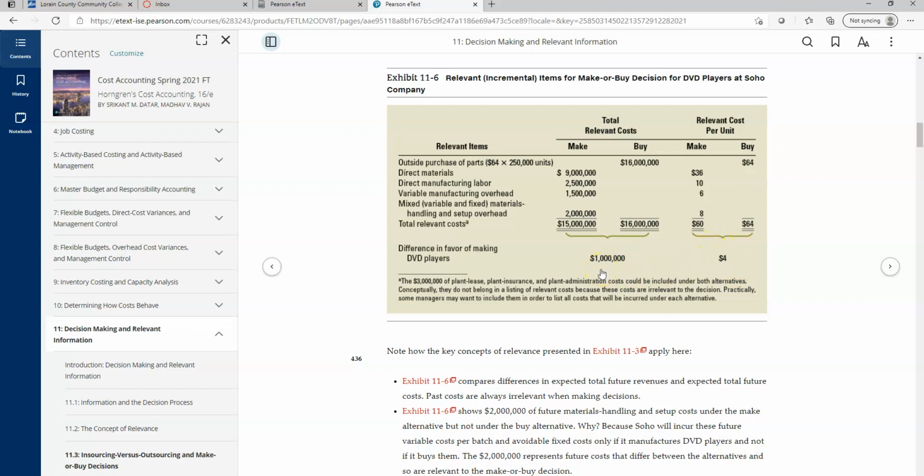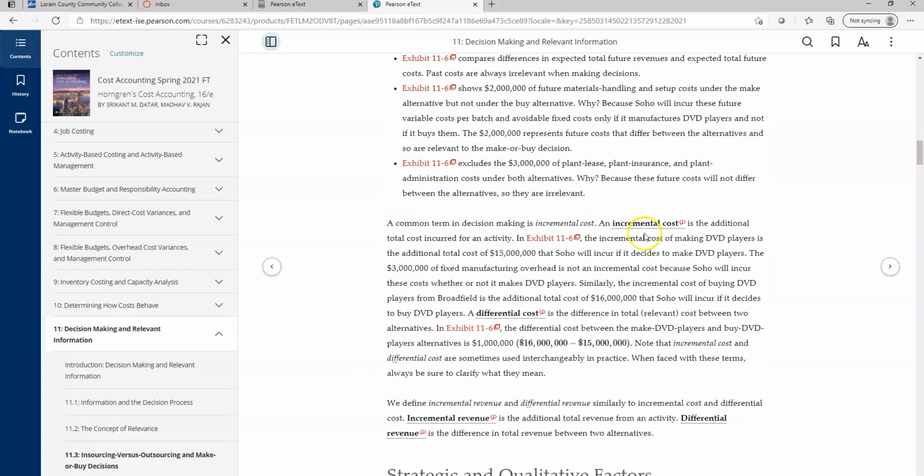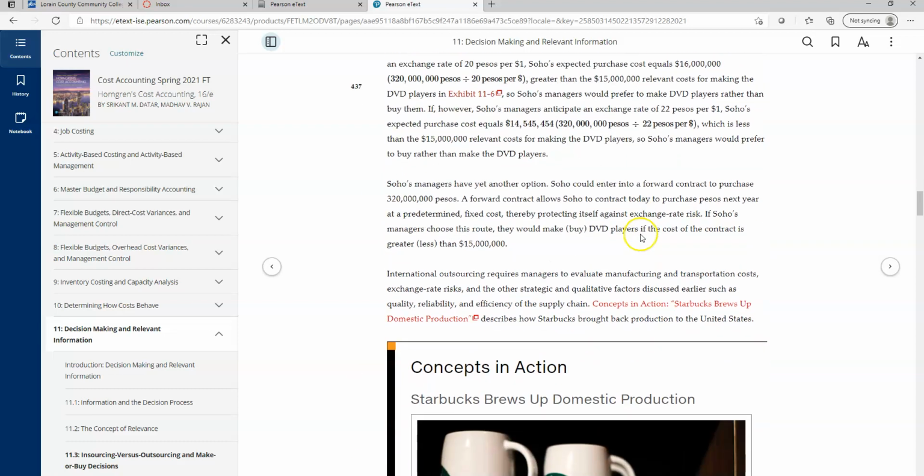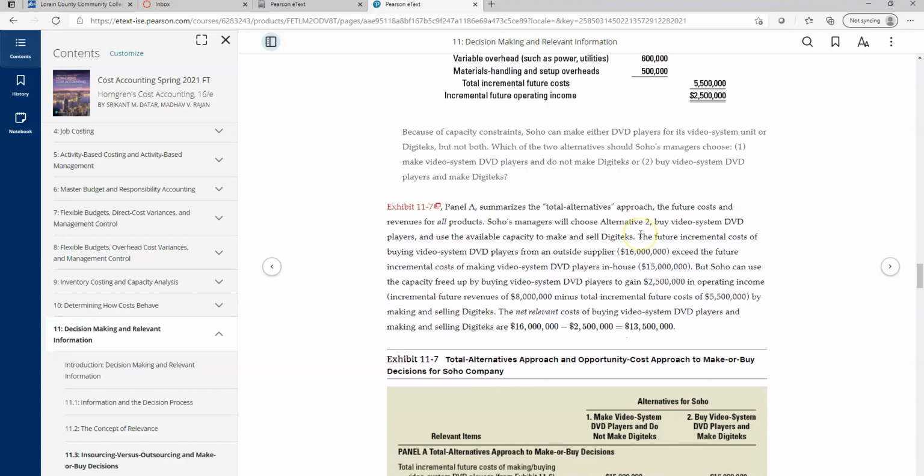Based on this information alone, should we make the decision to buy from an outside vendor for those DVD players, or should we make those in-house? As of right now, just based on this information alone, we should make it in-house. Why? Because we're going to save $1 million. It's only going to cost us $15 million if we make them ourselves, and $16 million if we buy them from someone else.